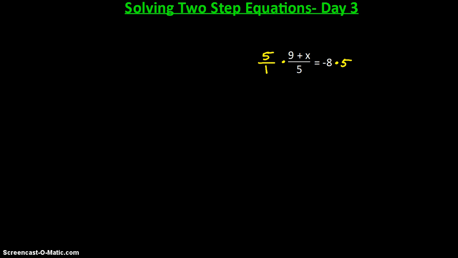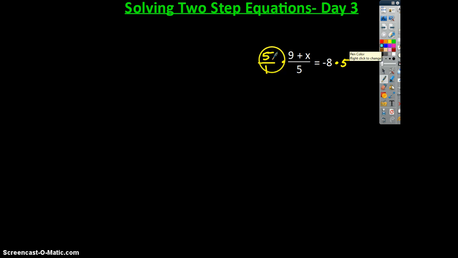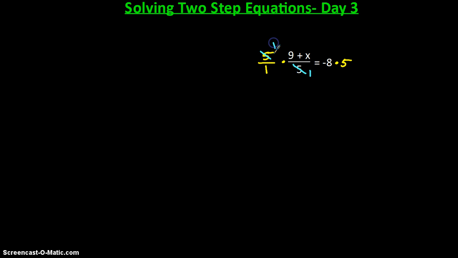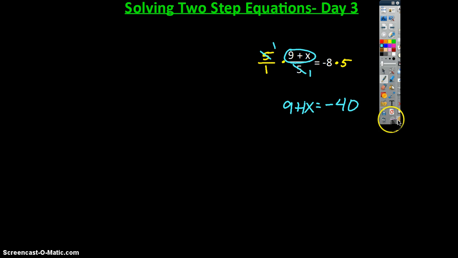And here's why. For those of us that know how to cross-reduce in here, we know that 5 divided by 5 is actually 1. And this whole thing, this x plus 9, or excuse me, 9 plus x, actually just drops into our next level of our equation. Now on the right-hand side, I have a negative 8 times 5, which is negative 40. And now it's just a one-step equation where I'm solving for x, because I do have that 1x in there.